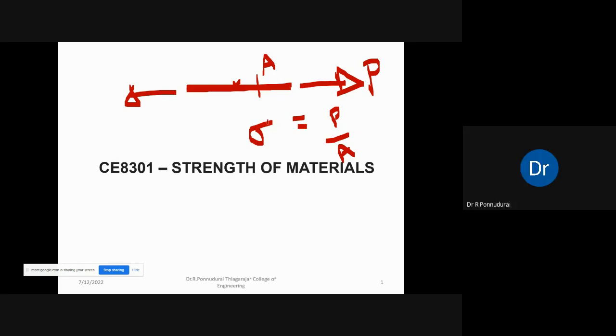Suppose now, in this case, the loading is applied along the axis of the member. In case you are applying a loading along this axis, that is what you call uniaxial, because the axis and the loading are parallel. So in this case, we are gripping the specimen, then we apply a tensile load. Yes or no?